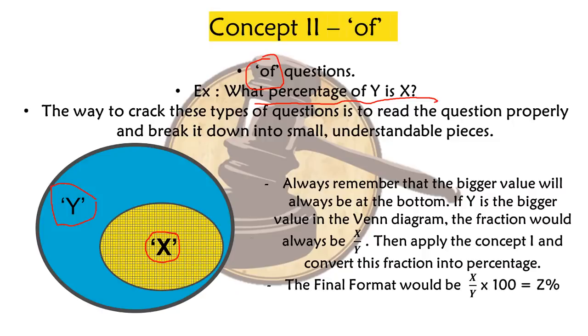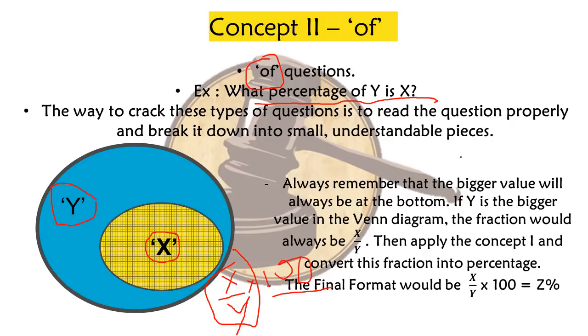Always remember that when you are solving these questions, the bigger value, that is y, will come in the denominator, x will come in the numerator, and you multiply it by 100, right? So what you're basically doing here is x by y is your fraction, and now we know the trick to convert it into percentage, right? So you multiply it by 100. So that's how you solve these questions.